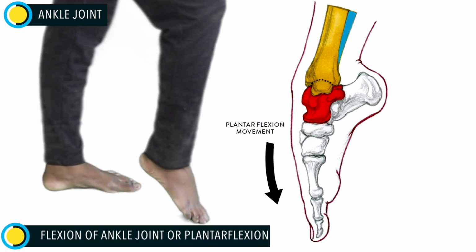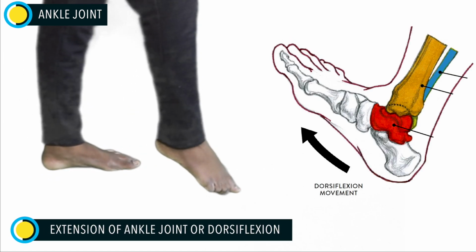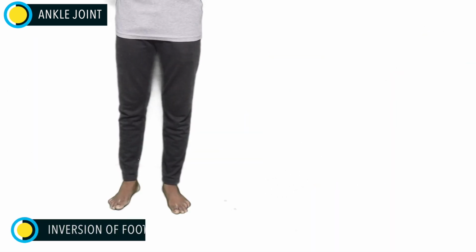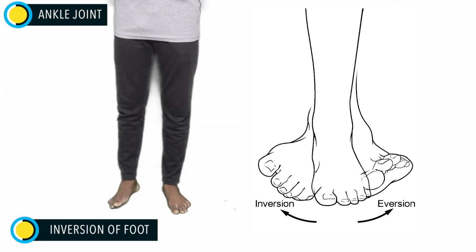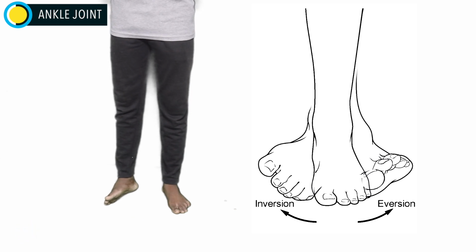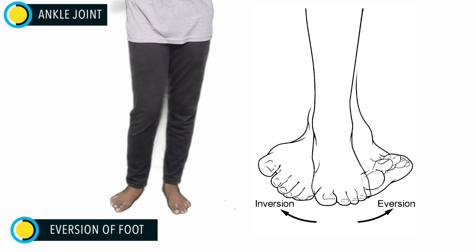In plantar flexion you just need to stand on the tips of your toes, and dorsiflexion means flexing your foot towards the upper direction. Inversion means that the sole of our foot is facing the medial axis of the body, and eversion means the sole is facing the lateral side of our body.